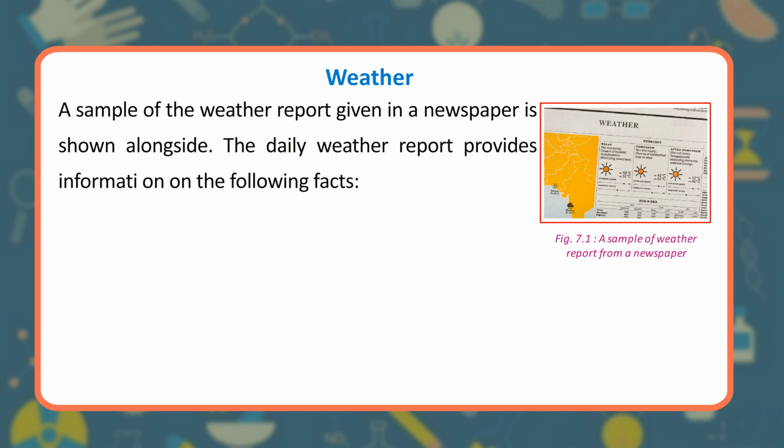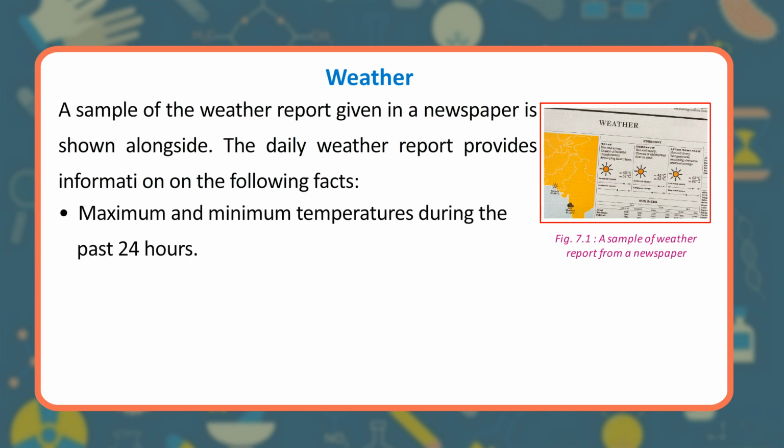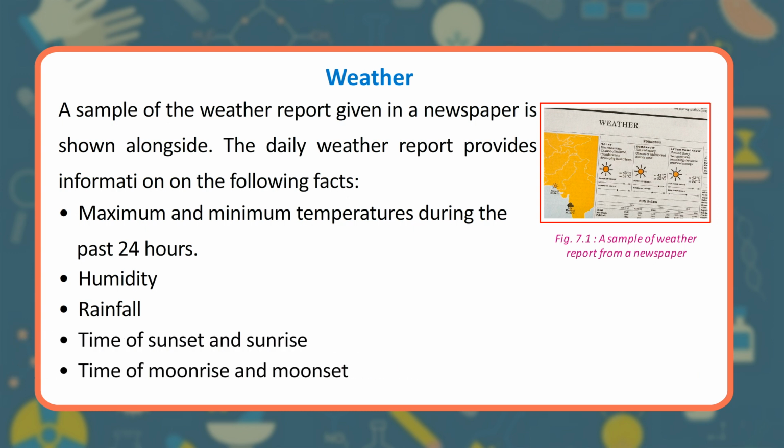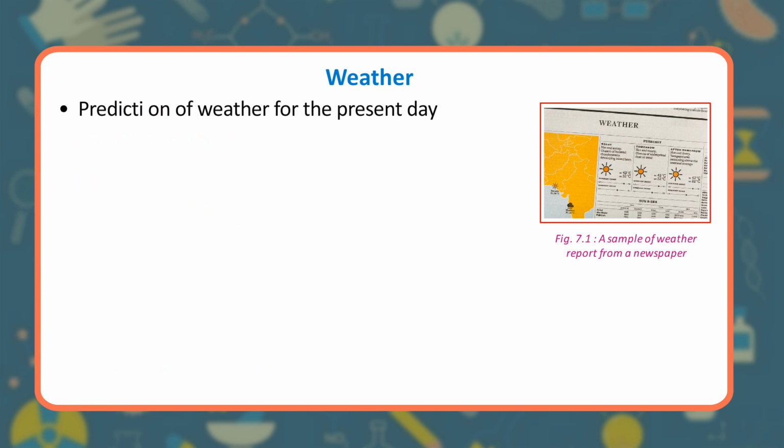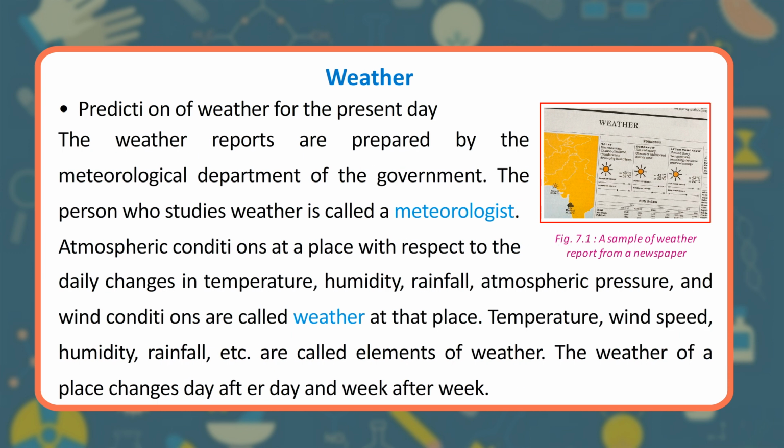The daily weather report provides information on the following facts. Maximum and minimum temperatures during the past 24 hours. Humidity. Rainfall. Time of sunset and sunrise. Time of moonrise and moonset. Prediction of weather for the present day. The weather reports are prepared by the meteorological department of the government. The person who studies weather is called a meteorologist.